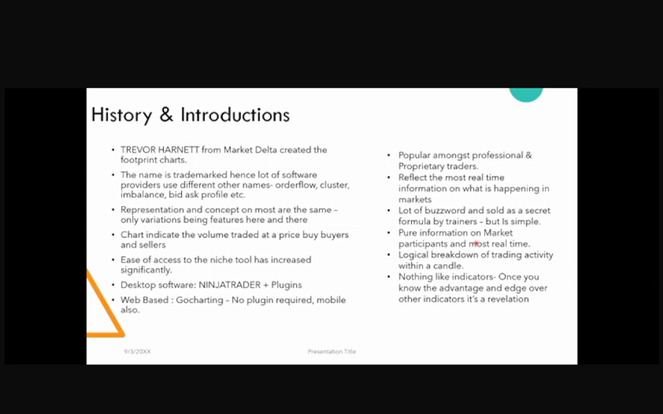So he was essentially the first guy who developed this chart. For different reasons, the company doesn't exist anymore, and they had also trademarked this. So it is known by different names on different platforms, but the information is more or less the same: order flow chart, cluster chart, imbalance chart, bid-ask profile chart, etc. So don't get confused with the naming. The information is still the same.